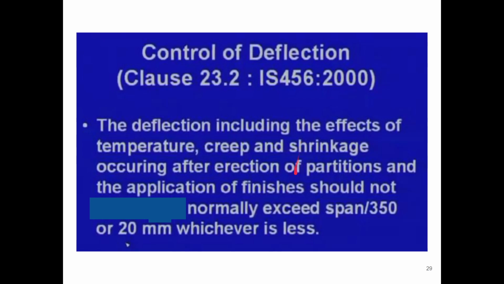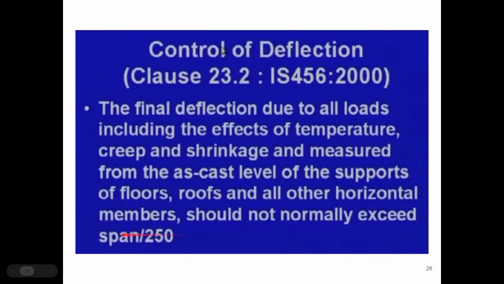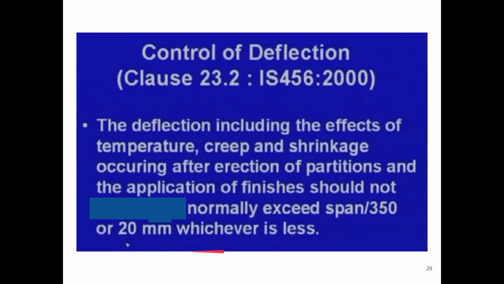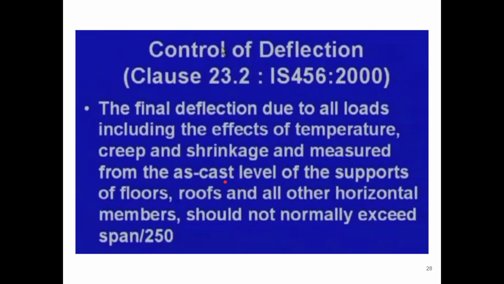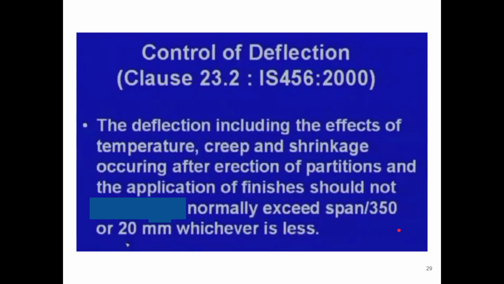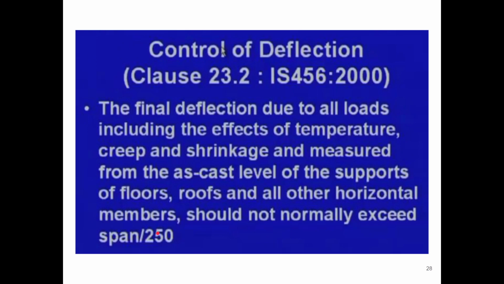So basically this value is higher than this value, and span by 350 is even less because the denominator is high, right? So we should always go for this condition, span by 350 or 20 mm, whichever is less. We can leave the other condition because it will be more. If it is satisfying this, it will definitely satisfy that.